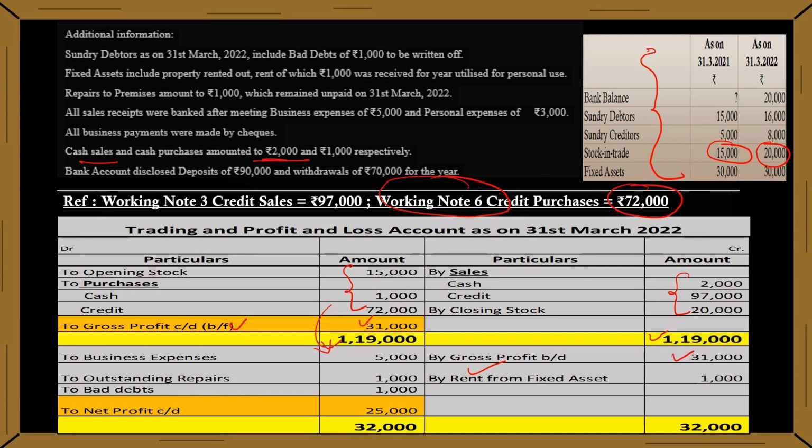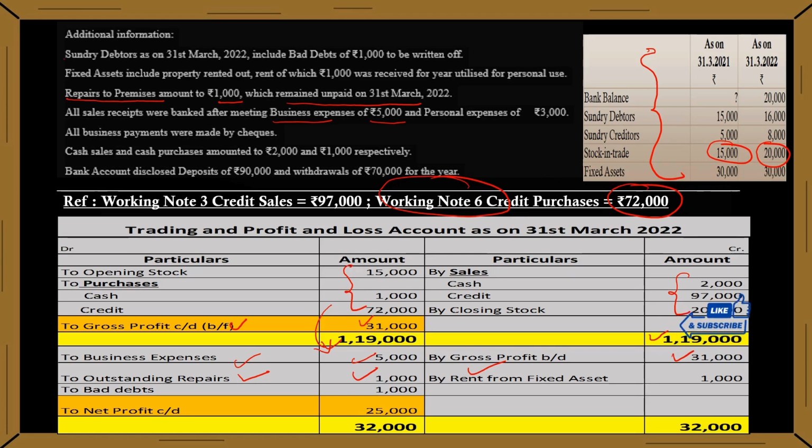If you see the question, the business expenses and personal expenses are given. The business expenses should be taken to the P&L account. Business expenses 5,000 rupees. Again, repairs to premises amount to 1,000, which is unpaid. That means, as I have already told you, it's outstanding repairs. So on the debit side, you take outstanding repairs, 1,000 rupees.